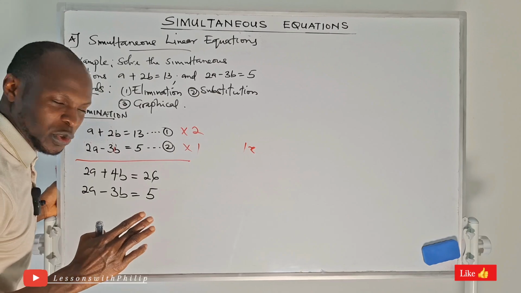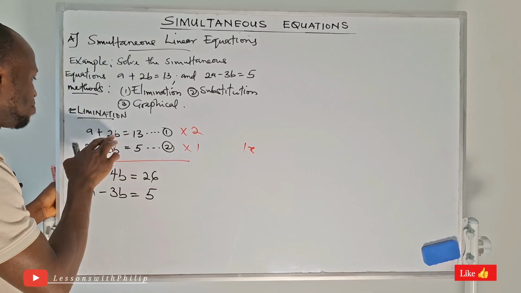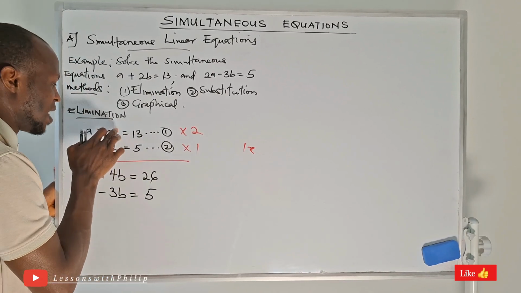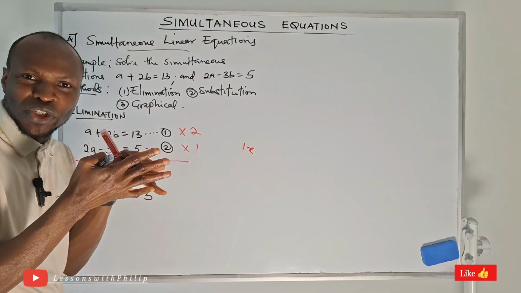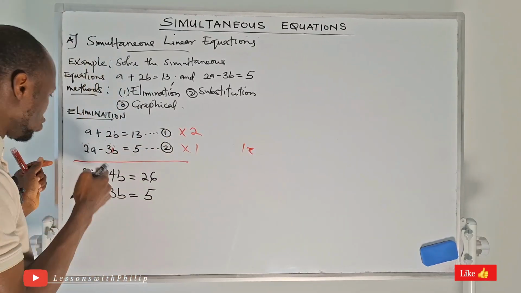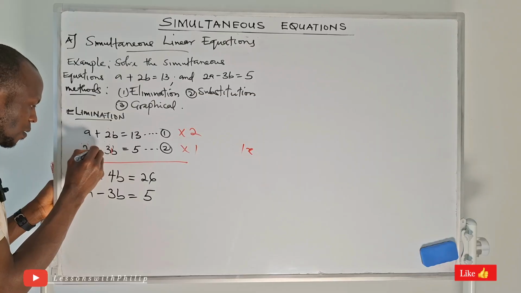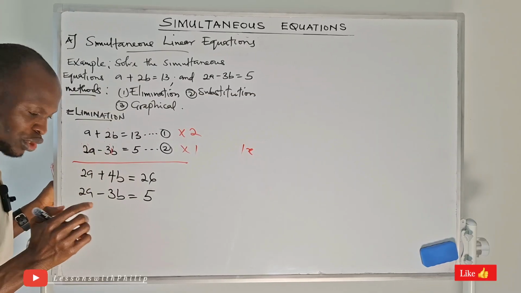Do you understand? So, it depends on which one. If it is B I want to eliminate, I will just multiply by values that will make the coefficients the same. Okay? But I want to eliminate A. Okay? Do you get it now?